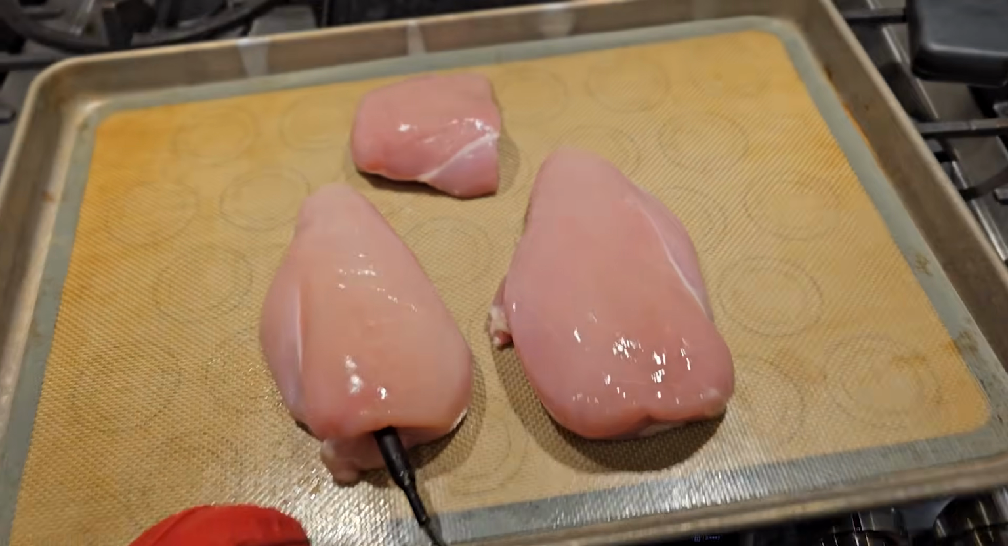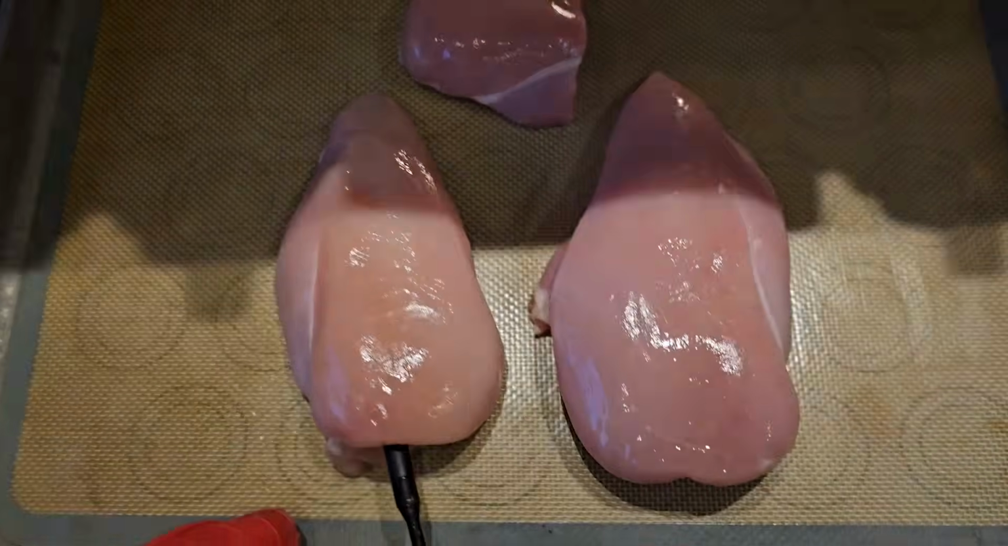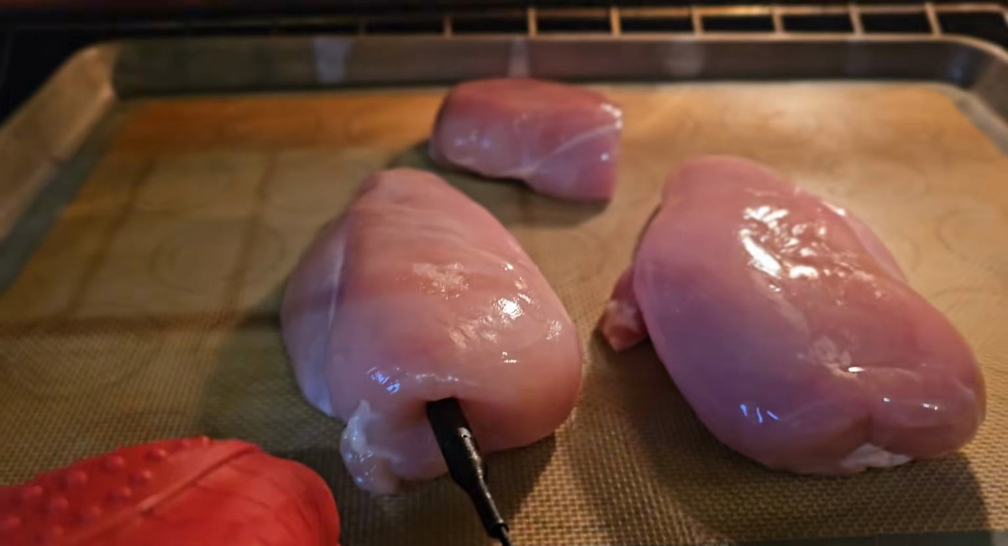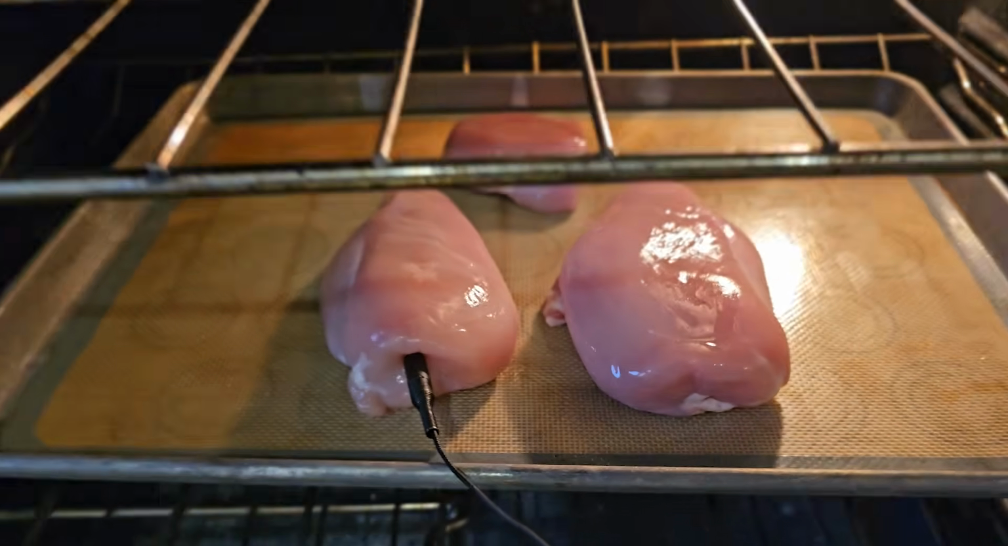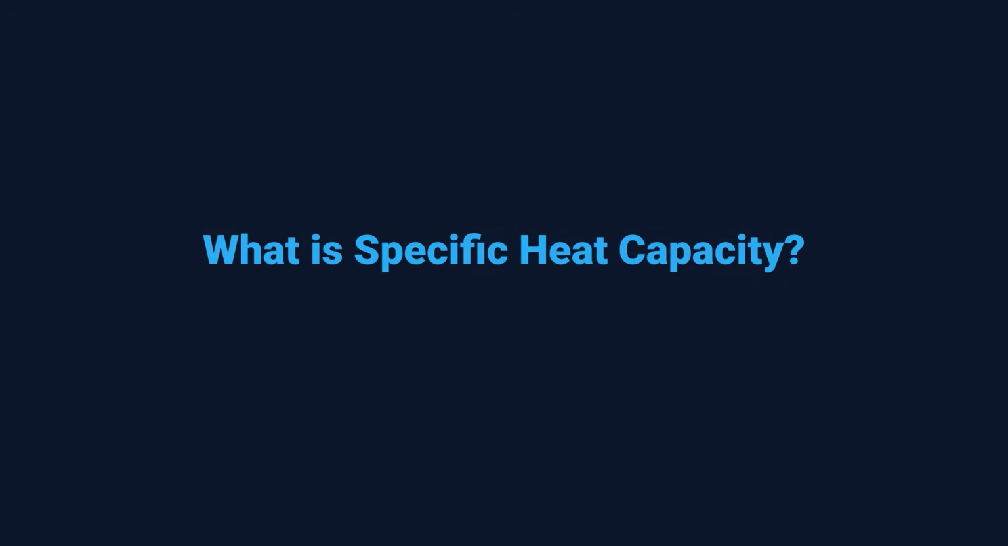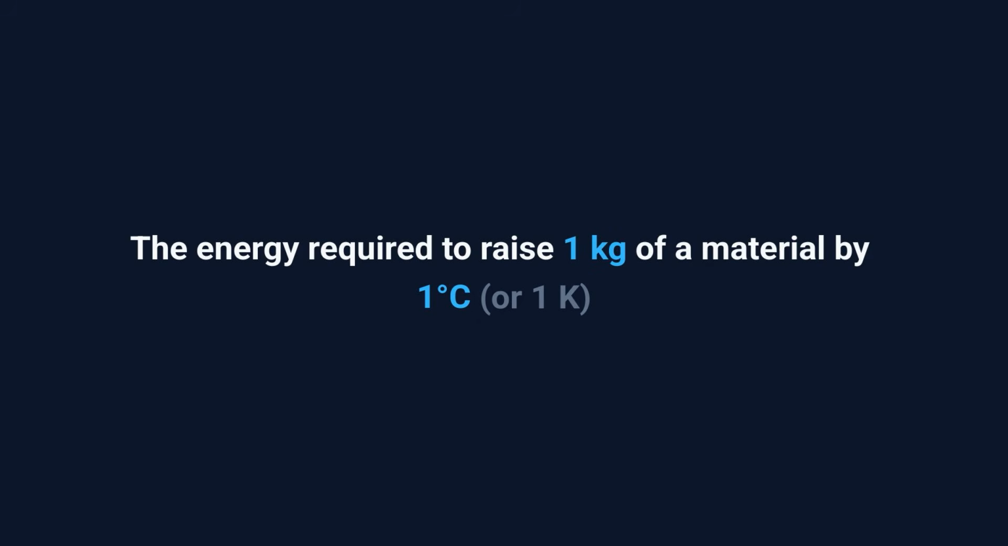But what if I put those chicken breasts on a thick cast iron pan or aluminum tray rather than a sheet of aluminum foil? Would that make a difference? Oh, you better believe it. And the reason for that is specific heat capacity. What is specific heat capacity and why does it matter in cooking? Specific heat capacity is defined as how much energy it takes to raise the temperature of 1 kilogram of material by 1 degree Celsius or Kelvin.